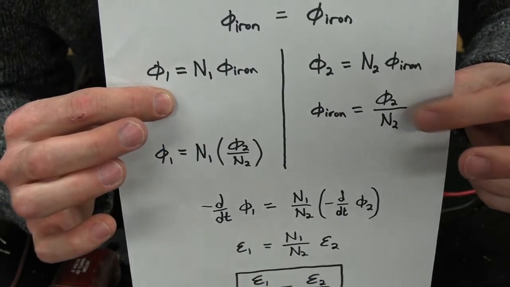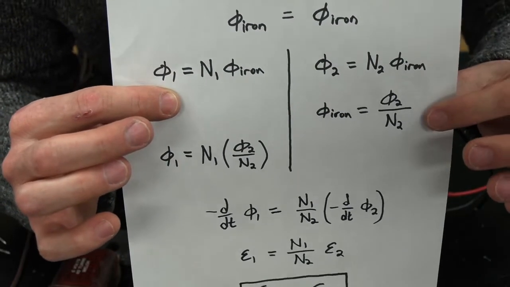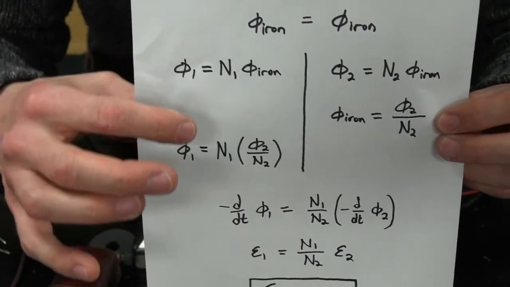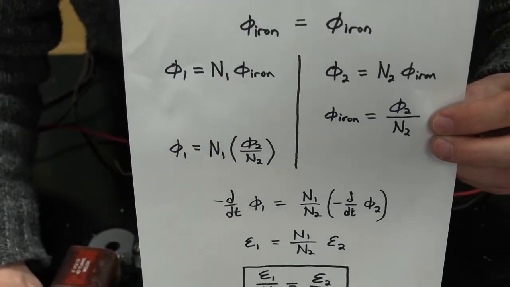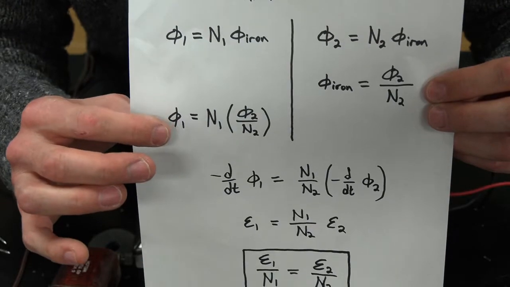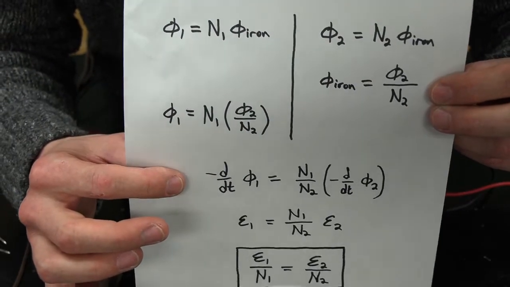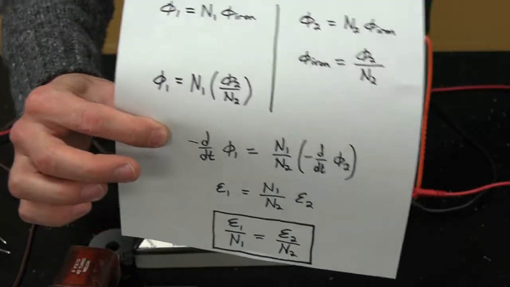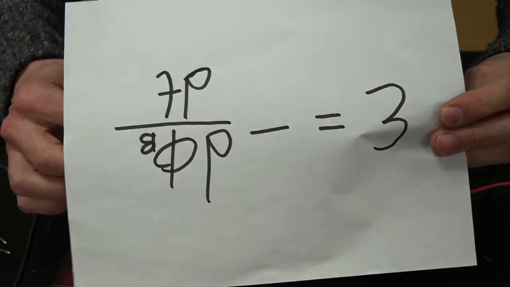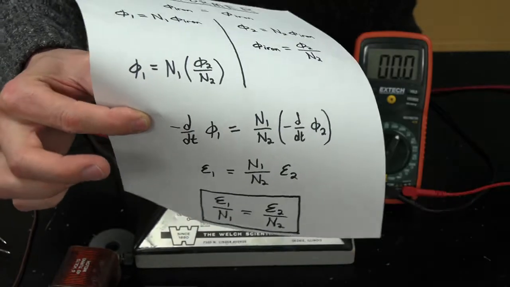So what I can do is solve for the flux in the iron right here, which is flux 2 over N2, and plug that into the flux 1 expression, and I got rid of the flux in the iron right there. And now what I have is a relationship between the two fluxes in the two coils. And if I take the negative derivative of both sides, why would I want to do that? Because as we know from Faraday's law, if you take the negative derivative of flux, it's the voltage in the coil.